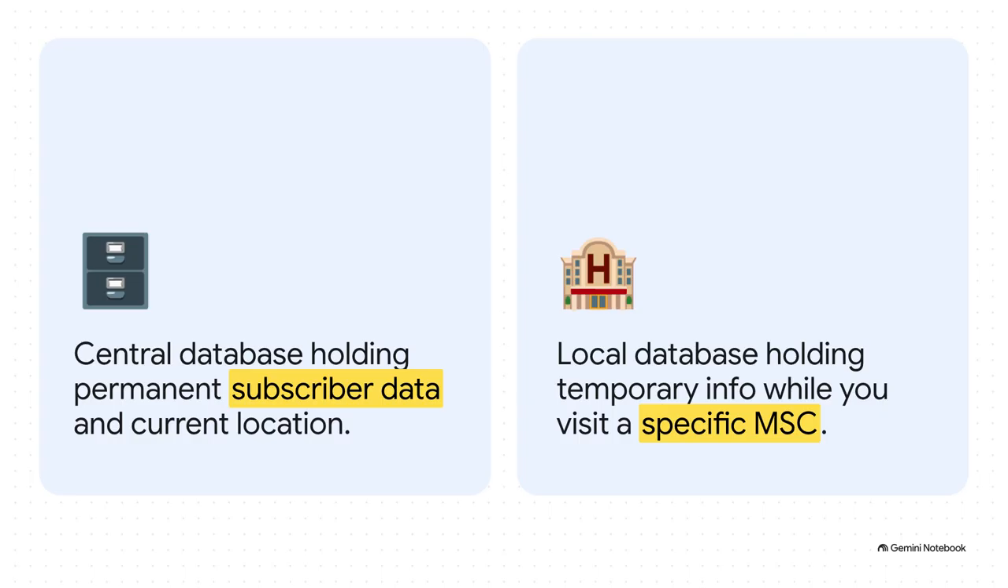On the flip side, the Visitor Location Register, the VLR, is temporary. It's a local database tied to the specific MSC where you currently physically are. It only holds your info while you're in its jurisdiction. When your phone pings a new tower, the local VLR tells your global HLR, hey, this person is visiting my area right now, updating your location like signing a local hotel guest book.